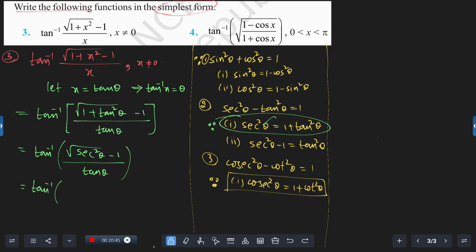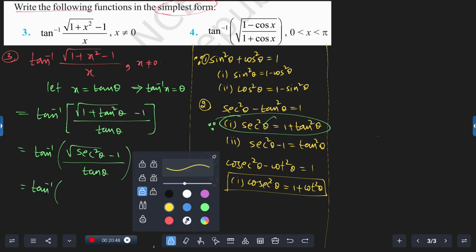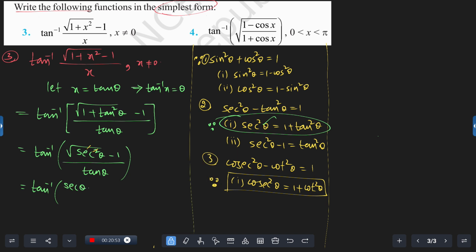So tan inverse, root, and the square will be cancelled now. So secant theta minus 1 only you will be getting, divided by tan theta. Now you have to convert into sin cos formula. Secant equal to, in sin cos format, 1 by cos, am I right? Minus 1. And tan you can write as sin by cos, sin theta divided by cos theta.